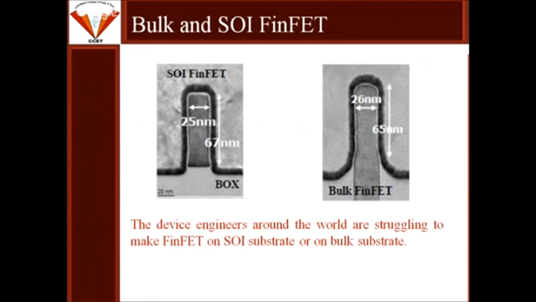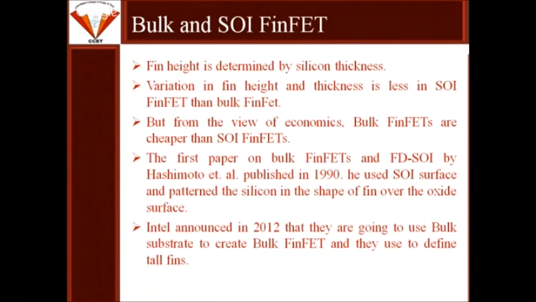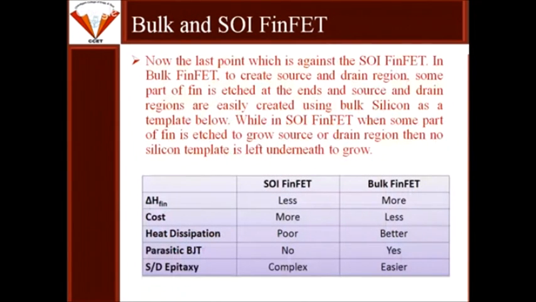While in the case of SOI FinFET, if we etch from the two sides of the SOI surface, we will not get silicon to grow from. We are getting only the oxide surface. So developing source and drain regions in SOI FinFET is difficult. When some part of the fin is etched to grow source and drain regions, there is no silicon template left underneath to grow from.